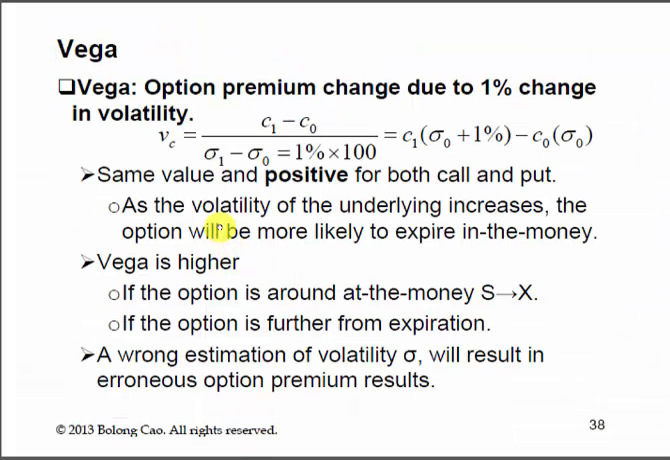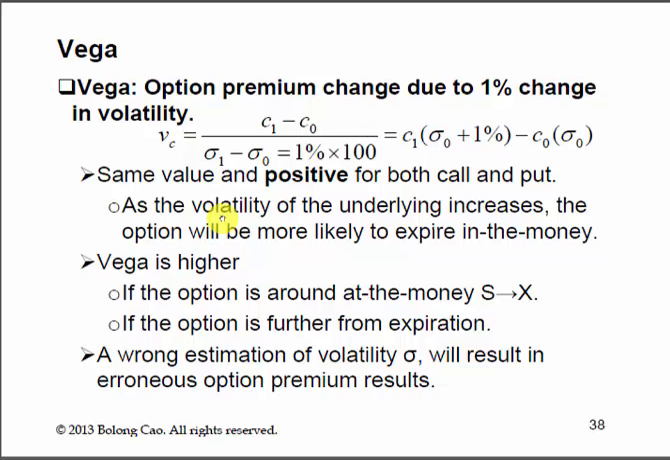Now, the most important thing is that as the volatility of the underlying increases, the option will be more likely to expire in the money for both call and put. For both call and put, there's a higher chance for the price to move into the in-the-money region. That's why volatility is actually kind of good for options.